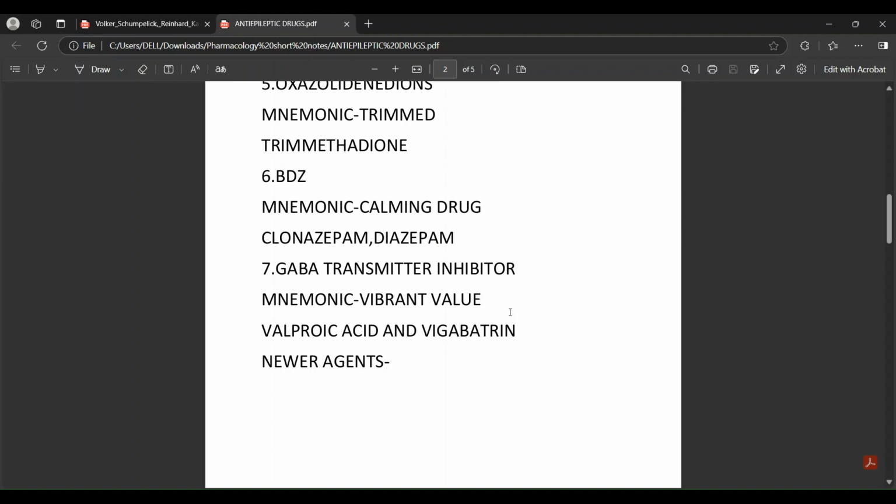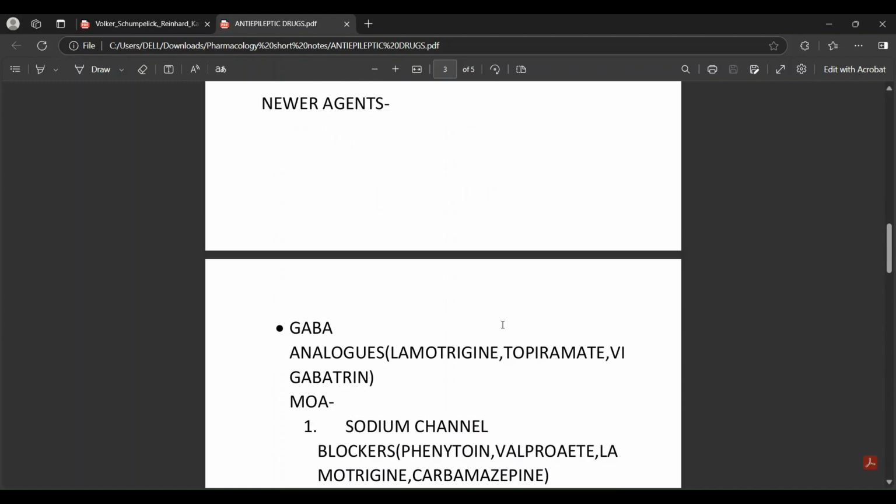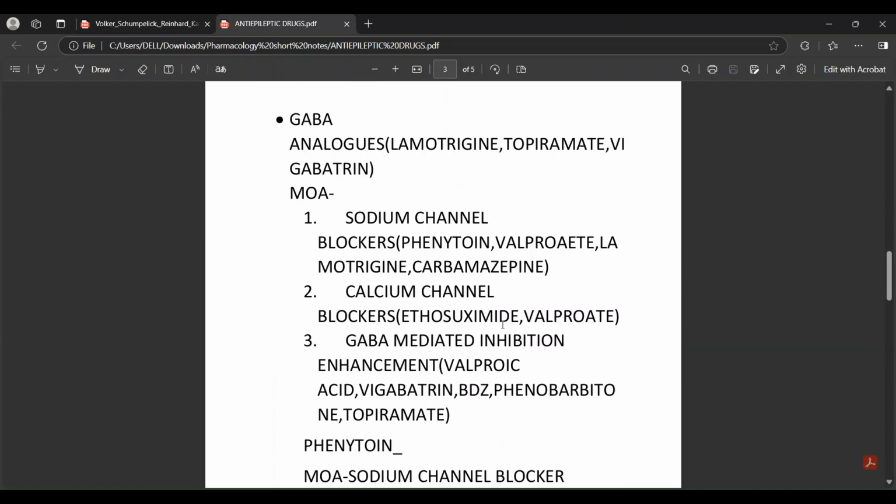And GABA transmitter inhibition enhancers like valproic acid and vigabatrin. New agents also, which are GABA analogs, lamotrigine, topiramate, vigabatrin. So, mechanism of action and which drugs are used.